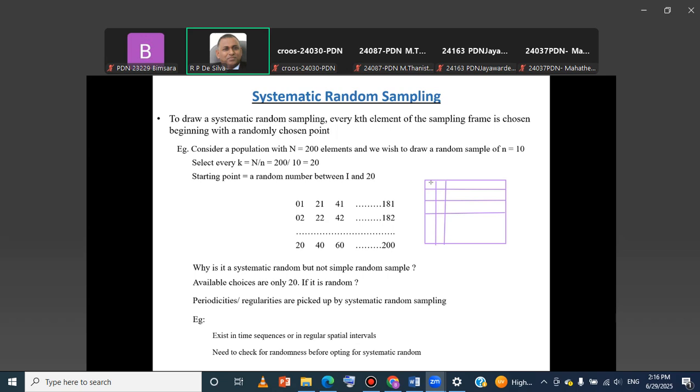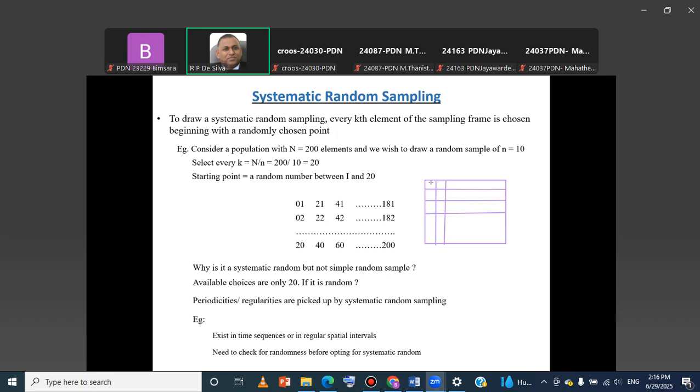So if your population size, capital N, is 200, and we want to get 10 samples, small n is 10. You divide 200 by 10, your answer is 20. That means every 20th point is sampled, right? Every 20th point is sampled means it has a systematic way of sampling. But there's a random component also. It is systematic random sampling.